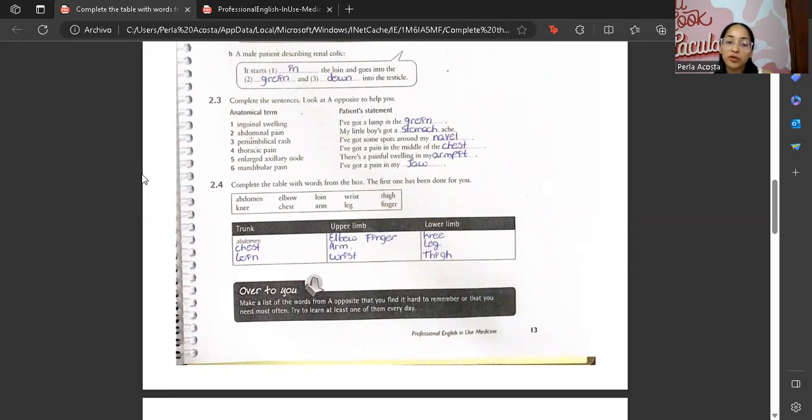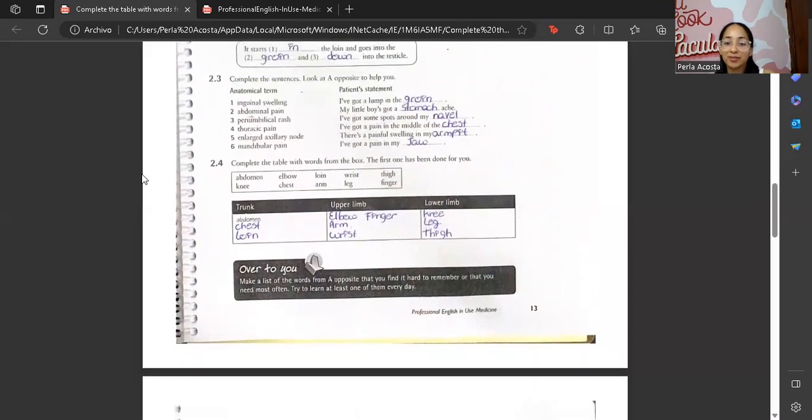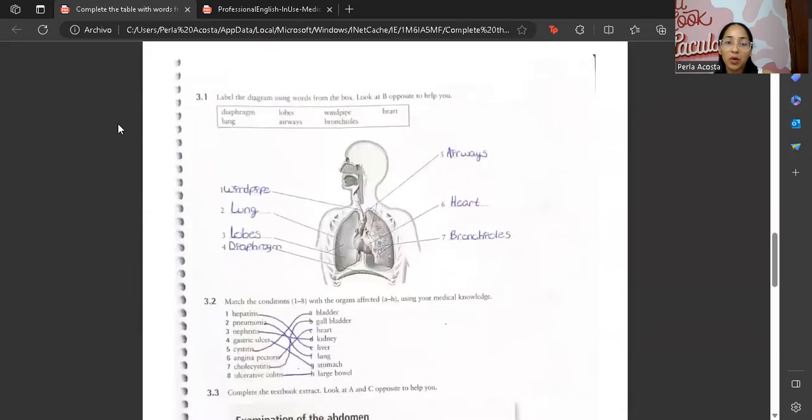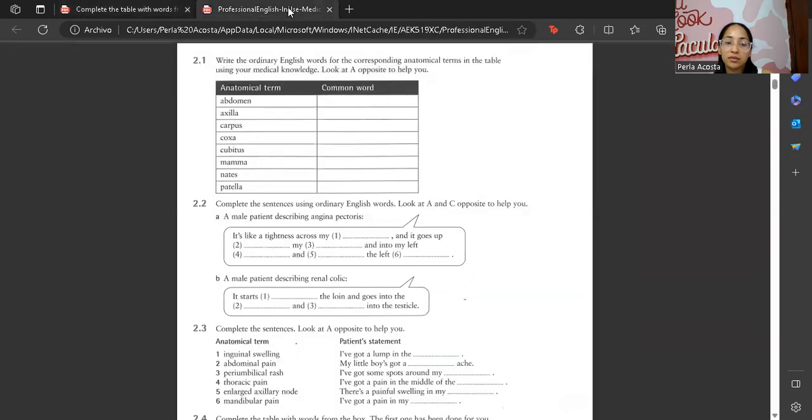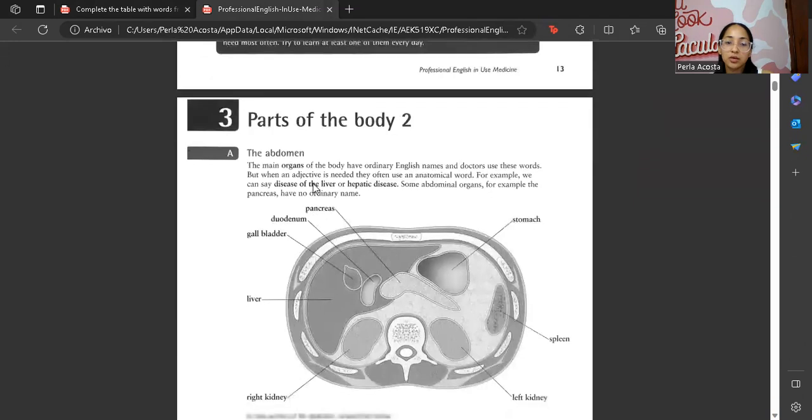Make a list of the words from A opposite that you find hard to remember. I think I know all of them, or I have learned all of them. Okay.